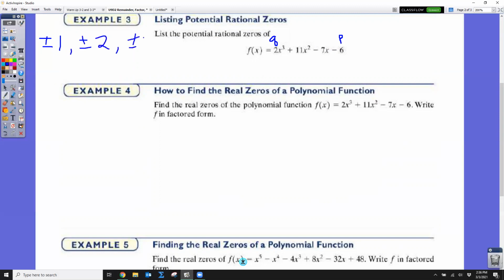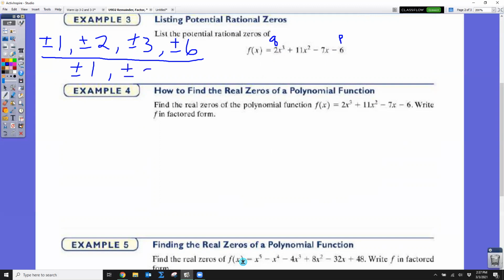3 and 6. All those go into 6 nicely. All right, I'm going to write that over the number in the front, which is 2. So positive and negative 1 go into 2 nicely. So we're doing the exact same thing, in the factors.